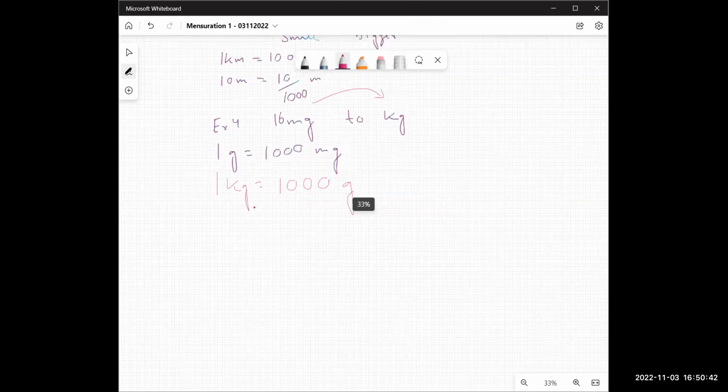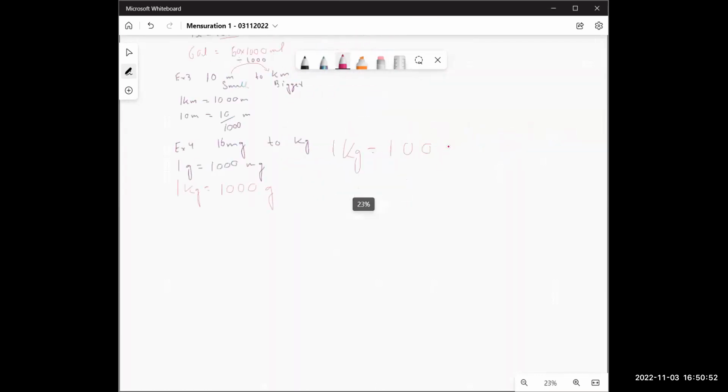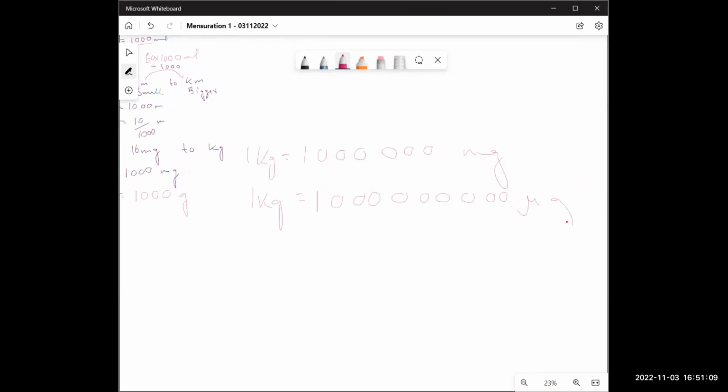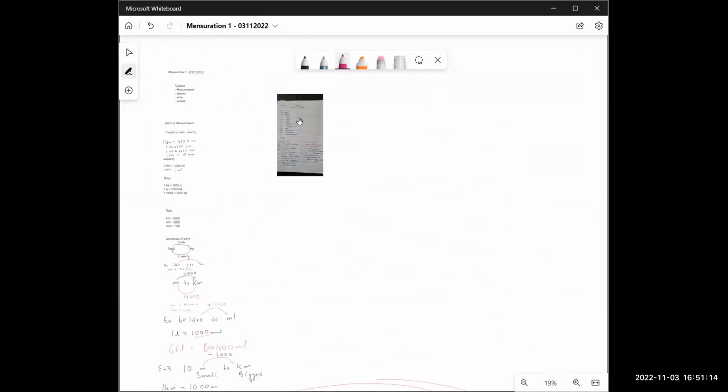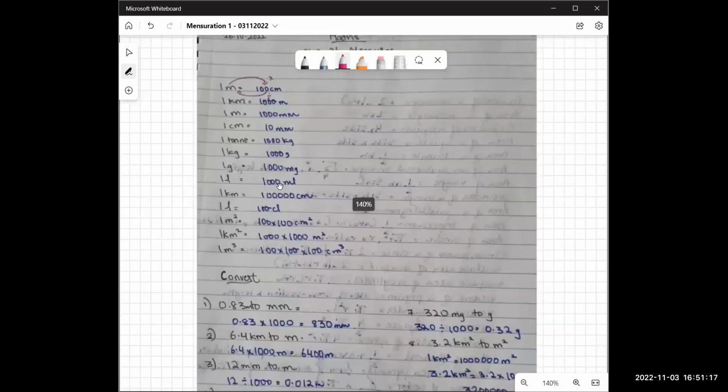So there isn't a rule for mg to kilograms? Yes, that would be stupid. You can have the rule. I can tell you that 1 kg is 1 million milligrams. But are you going to memorize this? I don't want you to memorize this. Then I could also tell you 1 kg is 1 billion micrograms. So there has to be a different way than memorizing everything.